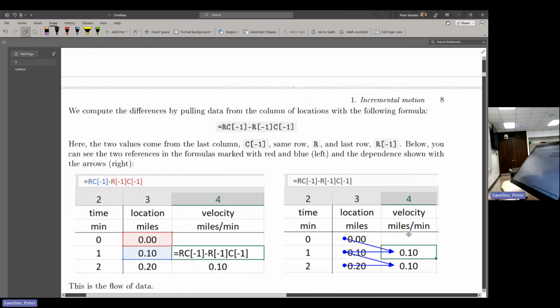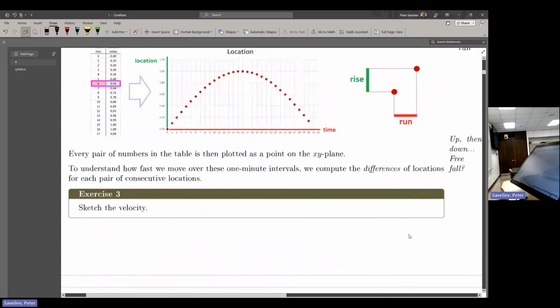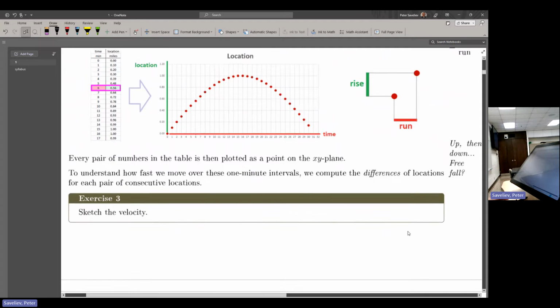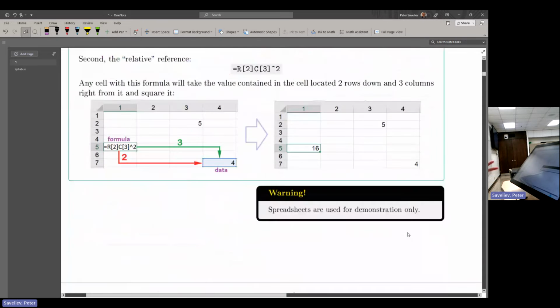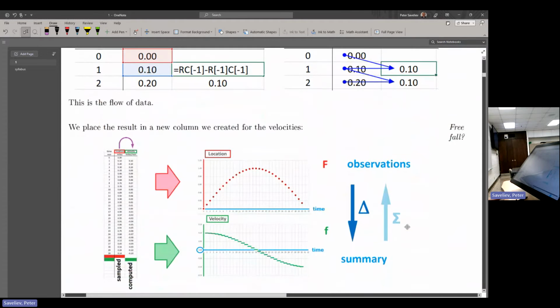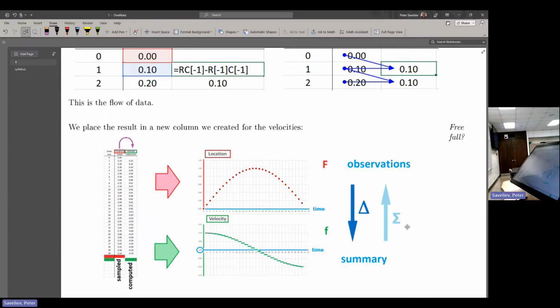This is the example that is in the text, what we started with. This is the graph where we described the motion by means of eyeballing the graph. That's fine. But now the better way, maybe, once again, the question: is it free fall? Maybe. What we do is compute, in the last column, the green one, the velocities in the manner you described, and then we plotted it. That is the difference. That's what delta stands for. From observations, we produce a summary of the motion based on the velocities.